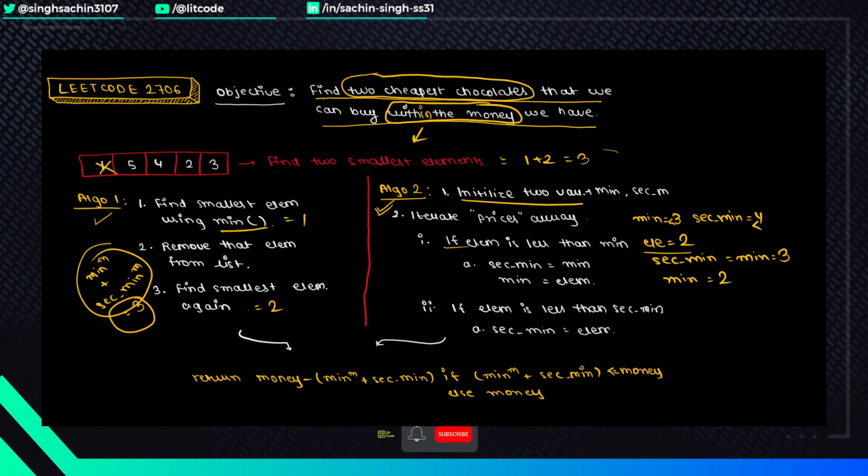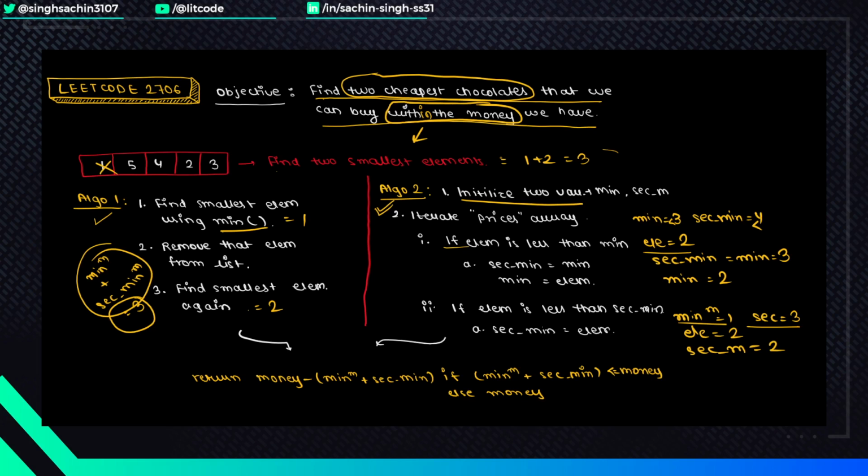The other part is, let's take an example here as well. If my minimum was 1 and second minimum was 3, and I get my current element as 2. So it was not smaller than minimum, but it was smaller than second minimum, right? So in this case, I'll just simply update my second minimum value with the current element.